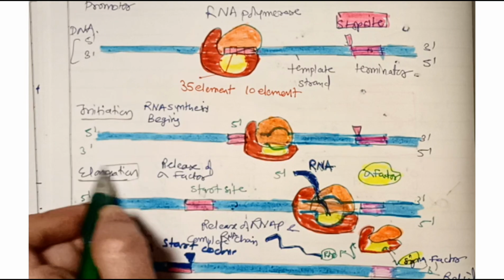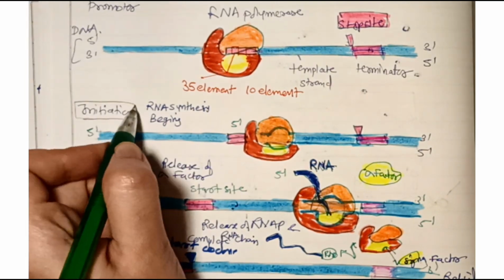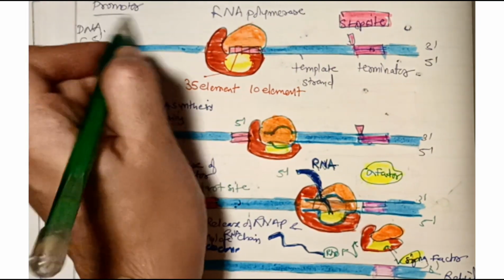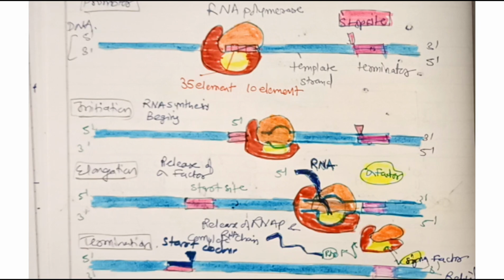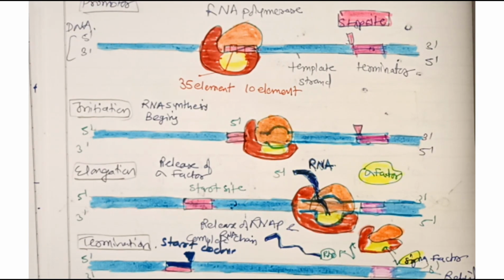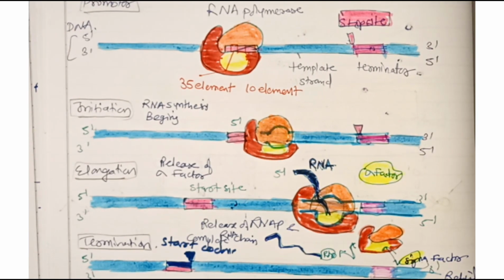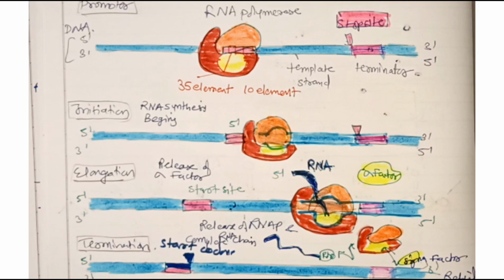So rho-independent termination occurs when a newly formed RNA folds back on itself to form the GC-rich hairpin loop, closely followed by 6 to 8 uracil residues. So these two structural features of a newly synthesized RNA promote dissociation of RNA from the DNA template, and this type of termination we can see in the figure.